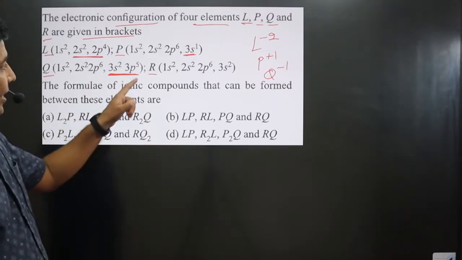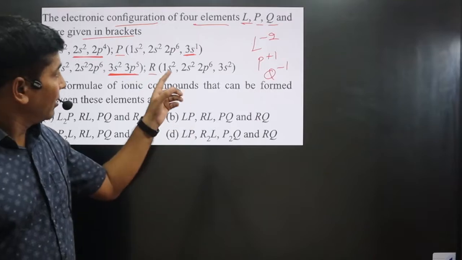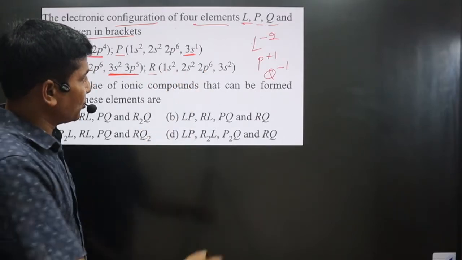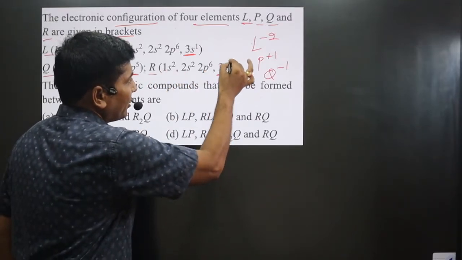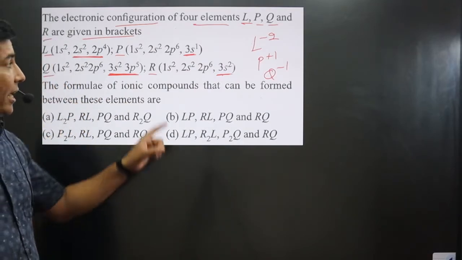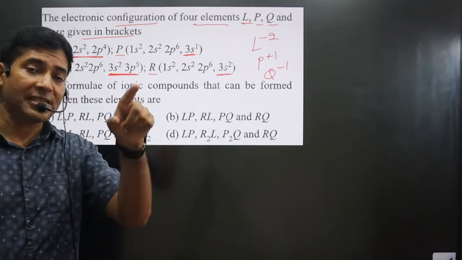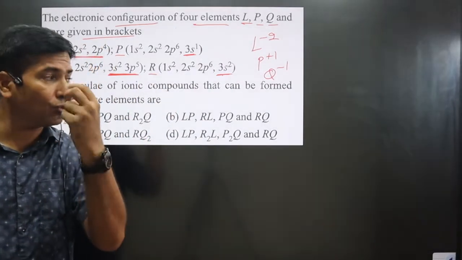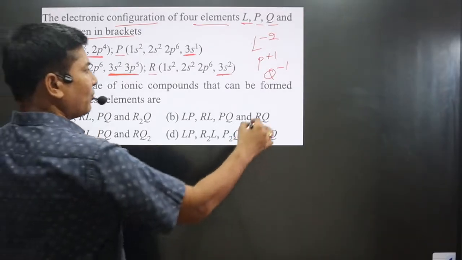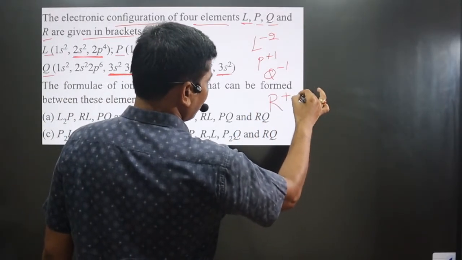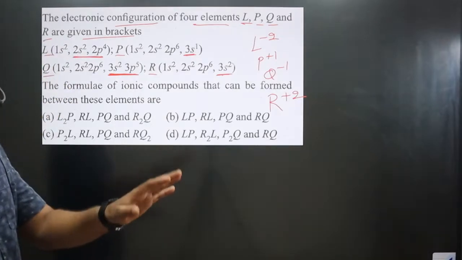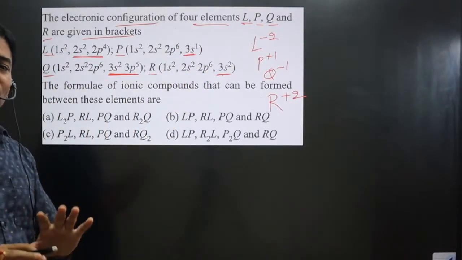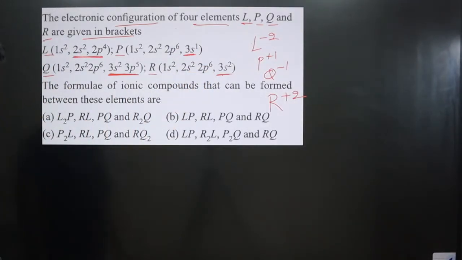In case of R, 1s2 2s2 2p6 3s2. You can see in the outermost it has how many valence electrons? 2 valence electrons. It belongs to second group elements. Second group elements have tendency to lose 2 electrons. Then R will carry plus 2 charge. Now we know the charge of these elements. Easily we can find out the formula.